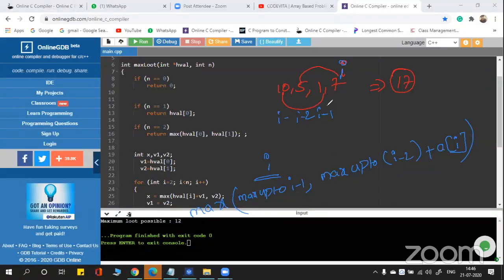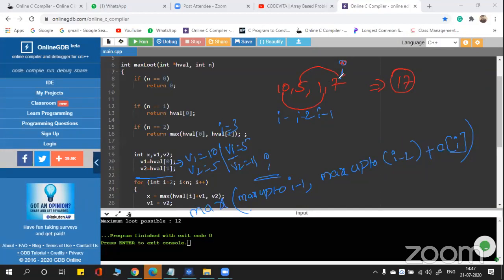If you observe here, if I am making V1 equal to A of 0, and V2 as A of 1, then V1 will be 10, V2 will be 5. For the next iteration, V1 will be 5 and V2 will be 11. This is when I is equal to 3. This should contain maximum up to I minus 1. Always I should contain maximum up to I minus 1 and maximum up to I minus 2.